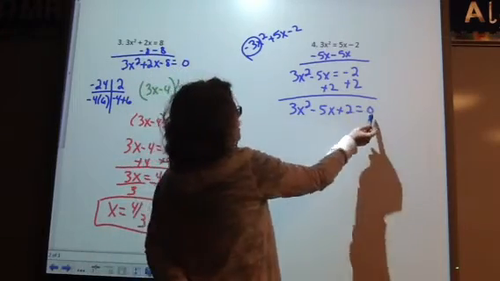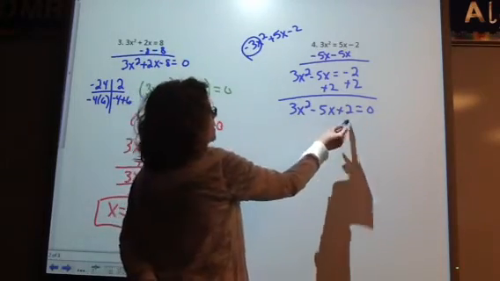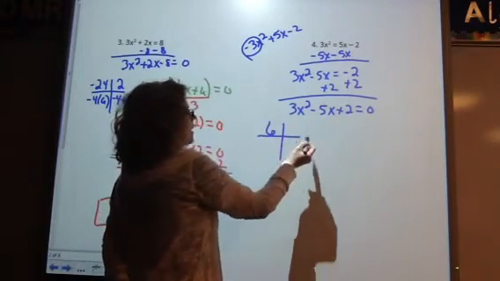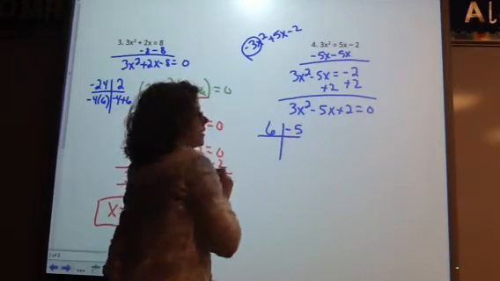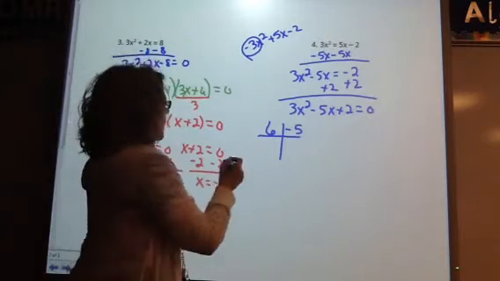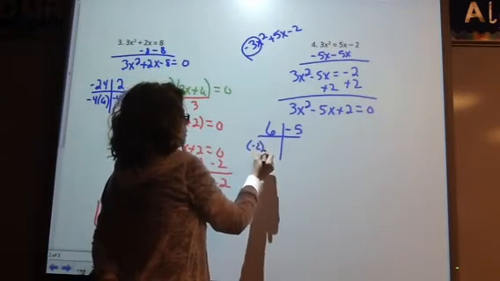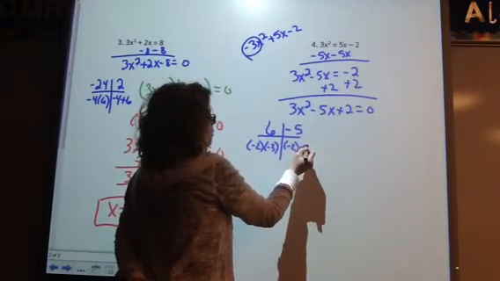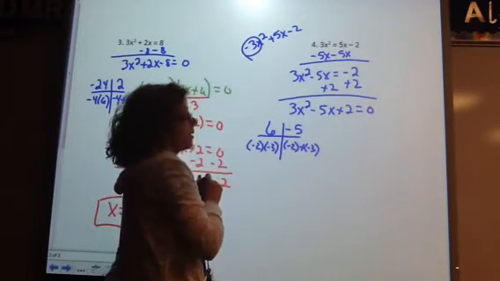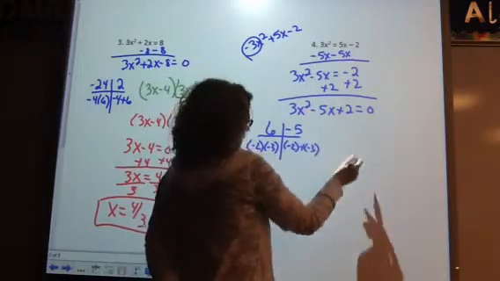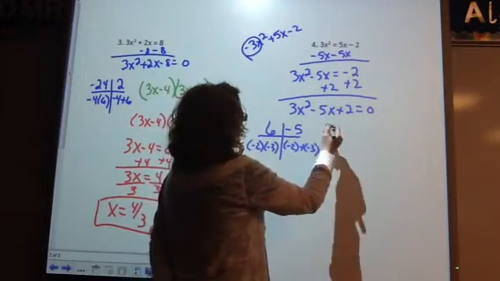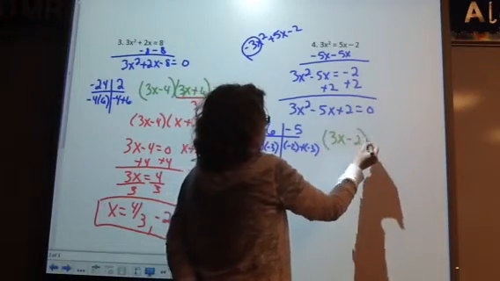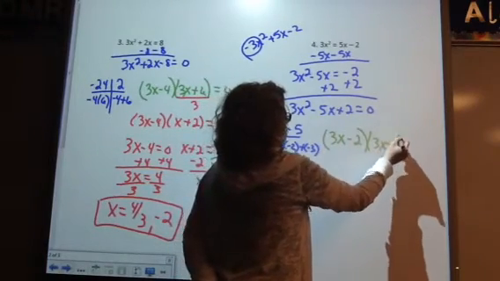Okay, so we have it set to 0. We need to factor this out. So when you multiply, you get 6. When you add, you get negative 5. Okay, so that's going to be negative 2 times negative 3 will give me positive 6. Negative 2 plus negative 3 will give me negative 5. Bring down your leading coefficient. Minus 2. Minus 3.